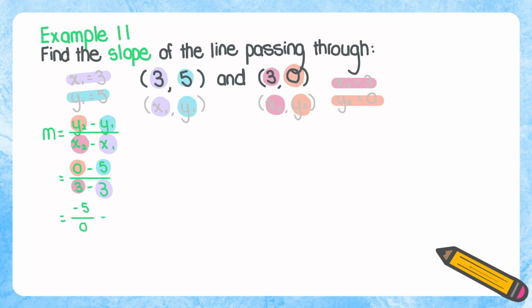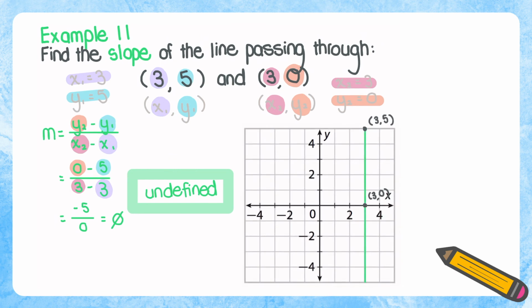So we have negative 5 over 0, but this is undefined. We don't have an answer because you cannot divide by 0. So we have an undefined slope. If your denominator is 0, your slope is undefined.